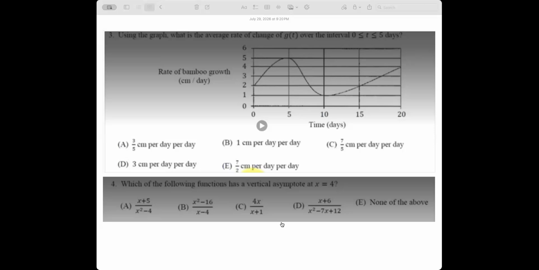Is it D? Or is it 4? I'll check. That's right. D. The next one, which of the following functions is a vertical asymptote?